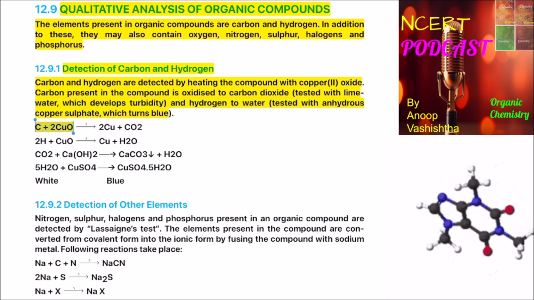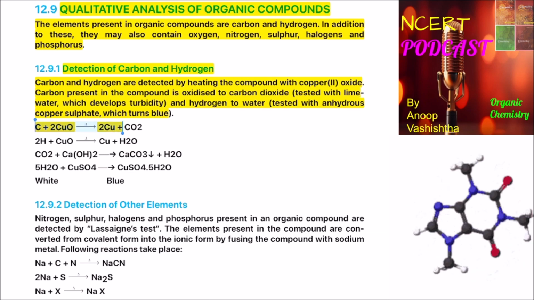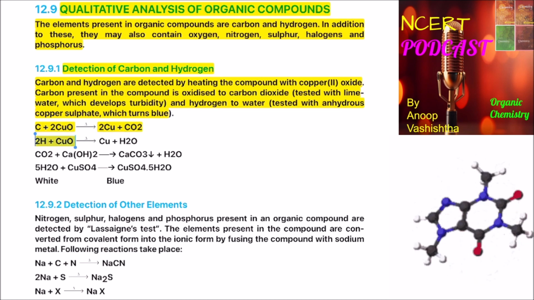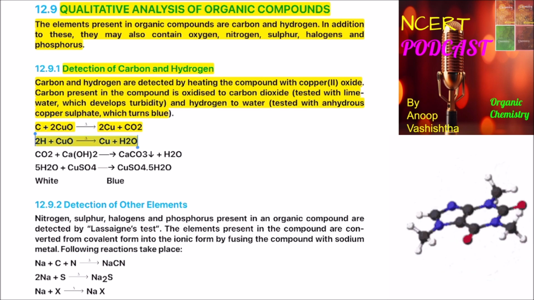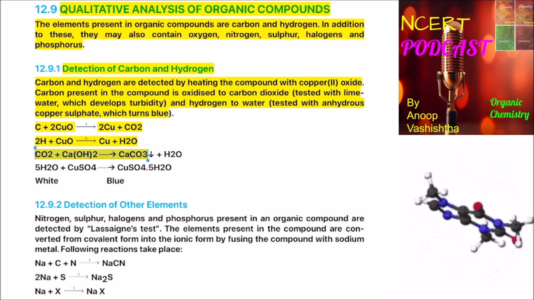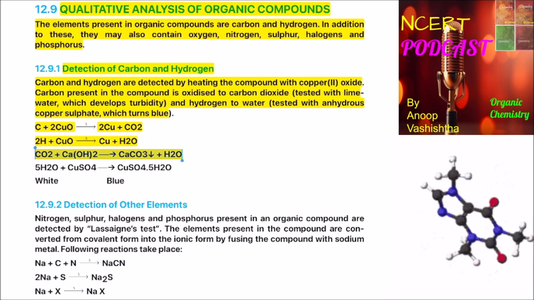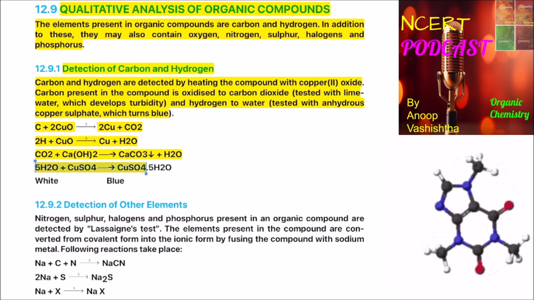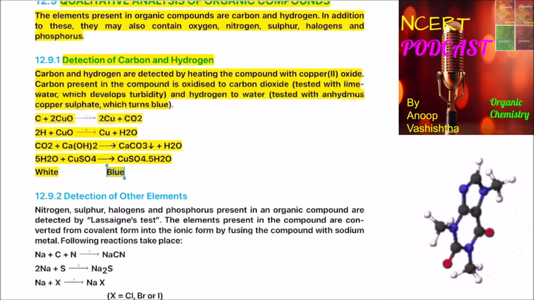C + 2CuO, heat, gives 2Cu + CO2. 2H + CuO, heat, gives Cu + H2O. CO2 + Ca(OH)2 gives CaCO3, which forms a precipitate, + H2O. 5H2O + CuSO4 gives CuSO4.5H2O, white to blue.